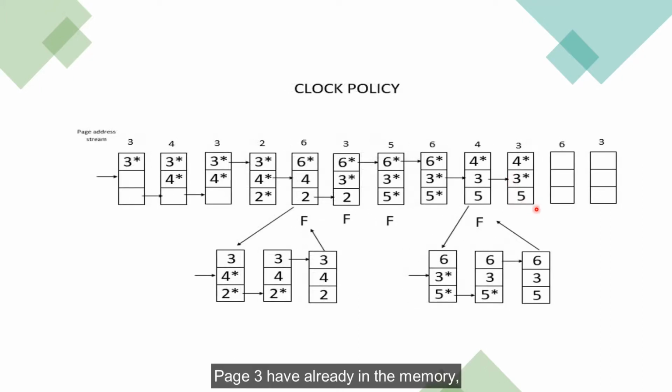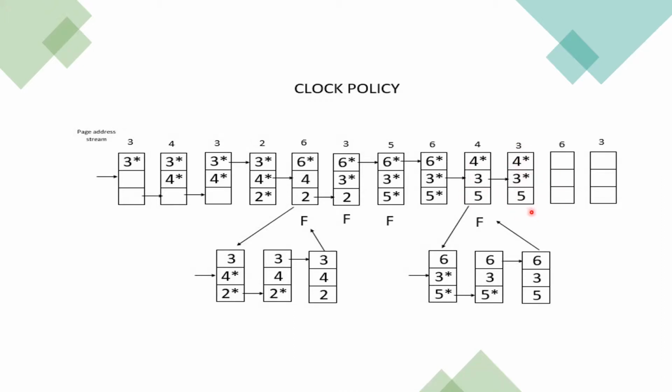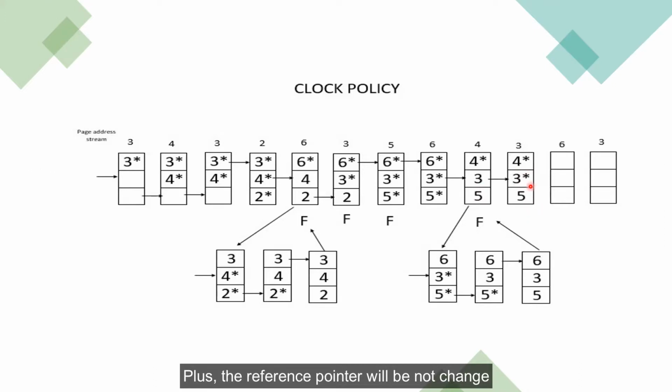Page 3 is already in the memory, so we just add bit 1 to the number and it will be 3 with bit 1. Plus, the reference pointer will not be changed.